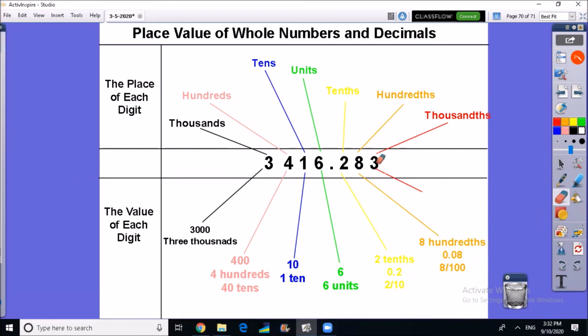The last digit that we have over here, which is the third digit after the decimal point, is called the thousandths. So it's 3 thousandths. In decimals, 3 thousandths is 0.003, because it's the third digit after the decimal point, or as a fraction, 3 over 1,000. This is almost everything that you need to know about places of all the digits in whole numbers and decimals, and the value of the digits too.